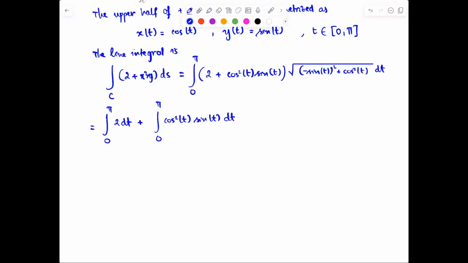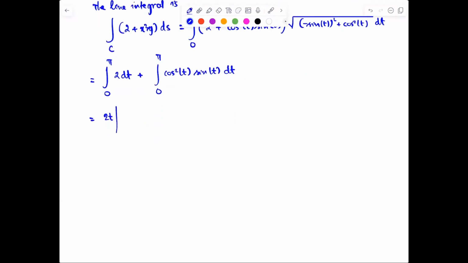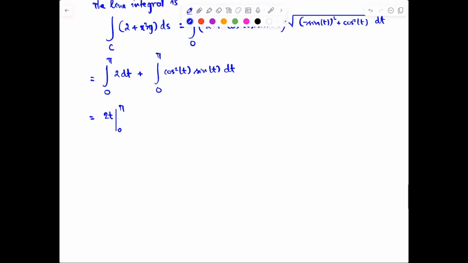All right, so as I said, the first one is supposed to be easy. So the first one is just 2t, evaluated at 0 and pi. But for the second integral, I'm going to use a different color here. You let u equal to cosine of t. Therefore, du is equal to negative sine of t dt, or negative du equal to sine of t dt. Because you changed the variable, now you need to change the limits of integration as well.